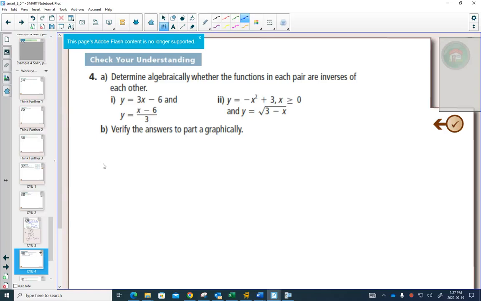Determine algebraically whether the functions are inverses. Okay. I know I've written this down a lot, but every time we want to see if something is an inverse algebraically, we take one equation, switch the x's and the y's, and then solve for y.